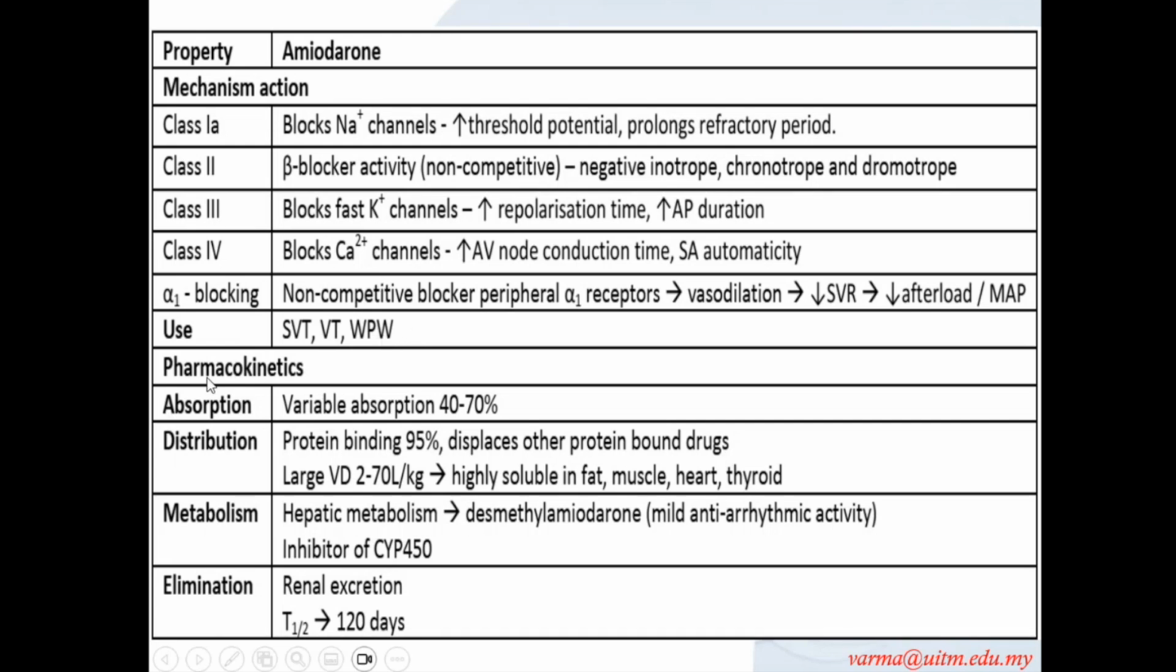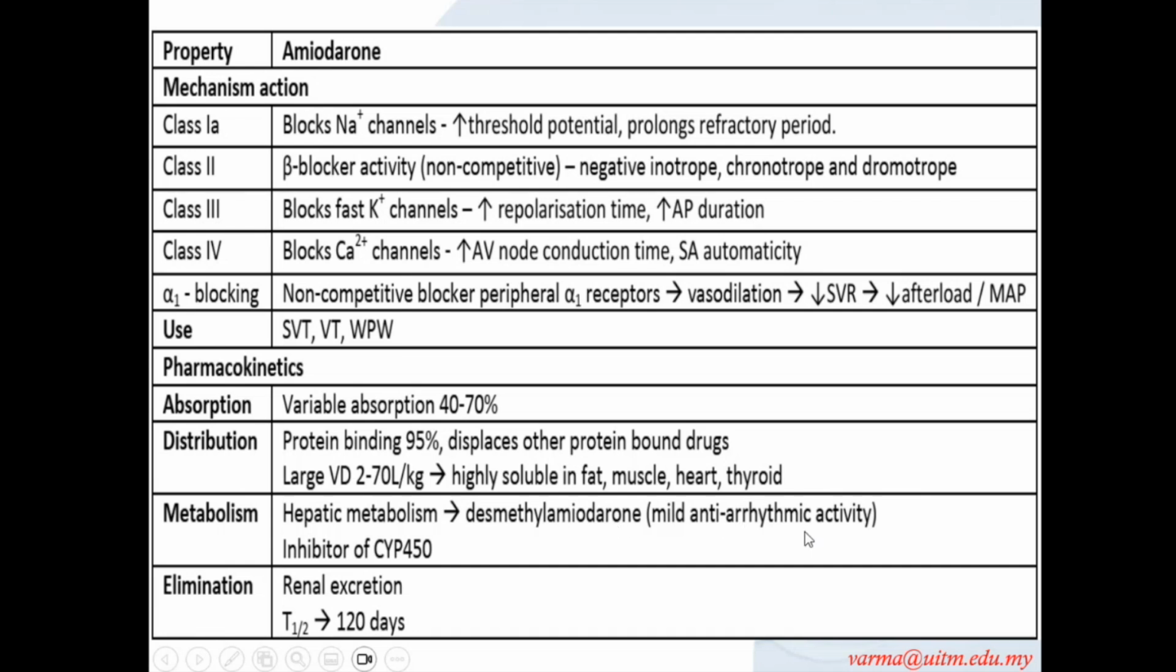Okay, pharmacokinetics, ADME. It's a variable absorption, 40 to 70%. Protein binding is very high, 95%. It has interaction with many other drugs. Large volume of distribution up to 70 liter per kilo, highly soluble in fat, muscle, heart, and thyroid. That's why they affect the thyroid. You can have hypothyroidism effect. Hepatic metabolism, they are metabolized into desmethylamiodarone, which also has a mild antiarrhythmic activity.